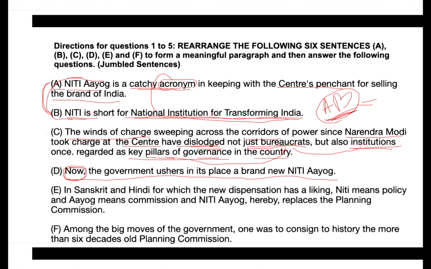Second, the government ushers in its place. Its place means whose place, right? So whose place? A brand new Niti Aayog. Now this one is given about Niti Aayog, which is somehow connected to option A and B, isn't it? But before we decide that D will go with A and B, we need to observe that. So now the government asserts in its place a brand new Niti Aayog. Now we need to search what it is all about.